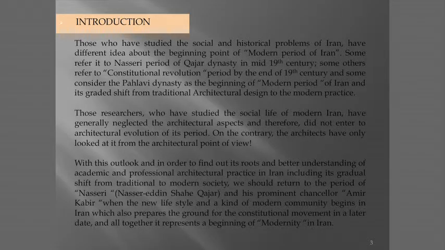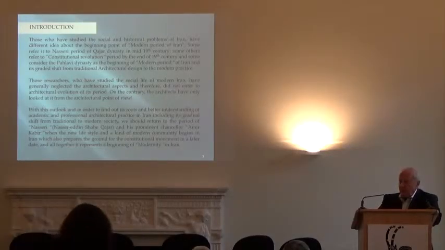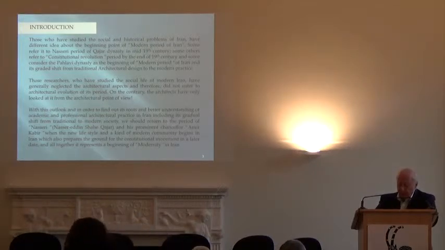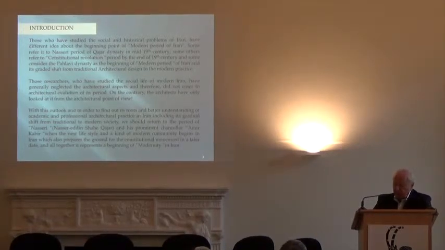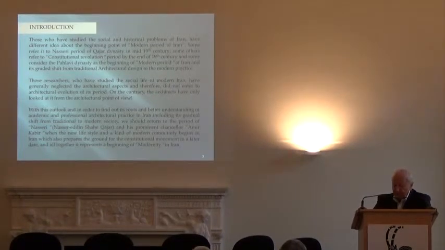I just read a small part of that because it will take time, but I need to present what we mean by the modern period of Iran. Those who have studied the social and historical problems of Iran have different ideas about the beginning point of the modern period. Some refer to the Nasiri period of the Qajar dynasty in the mid 19th century. Some others refer to the constitutional revolution period by the end of the 19th century, and some consider the Pahlavi dynasty as the beginning of the modern period of Iran and its gradual shift from traditional architectural design to modern practice.